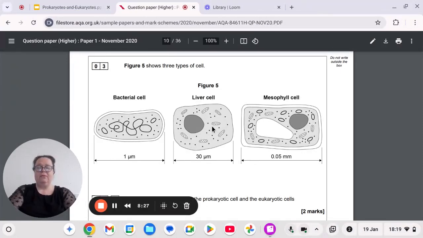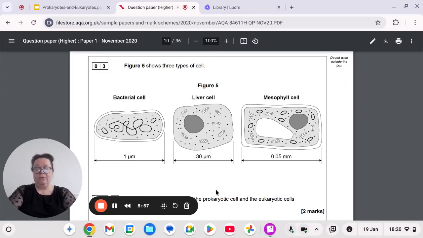A liver cell, well, humans, animals have liver, so we can assume this is an animal cell. And if we're not sure, we can find the nucleus. It's got a membrane around it, so we know it's a eukaryote. And the same with a mesophyll cell. It's got a membrane around it, so we know that it's a eukaryote. A mesophyll cell is actually in a plant, but if you didn't know that, you can still see that it's a eukaryote from the nucleus.